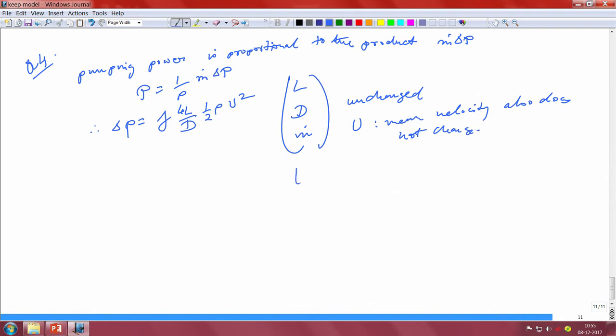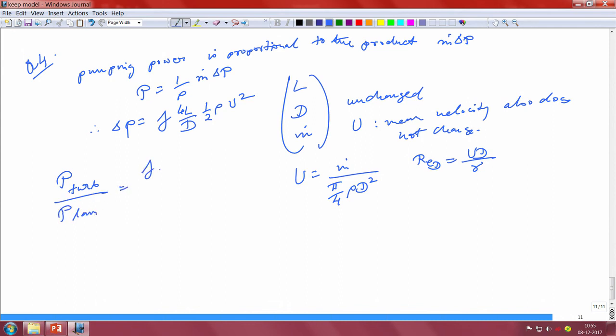So, U is basically what? Mean velocity is m dot by pi by 4 rho d square, where your Reynolds number Re_d is given as u d by nu, right. So, the only thing that can change is the friction factor, right. So, the pumping power turbulent divided by the pumping power laminar is basically given as f of the turbulent, which is the friction factor, and f of laminar, because the rest of the things are the same.